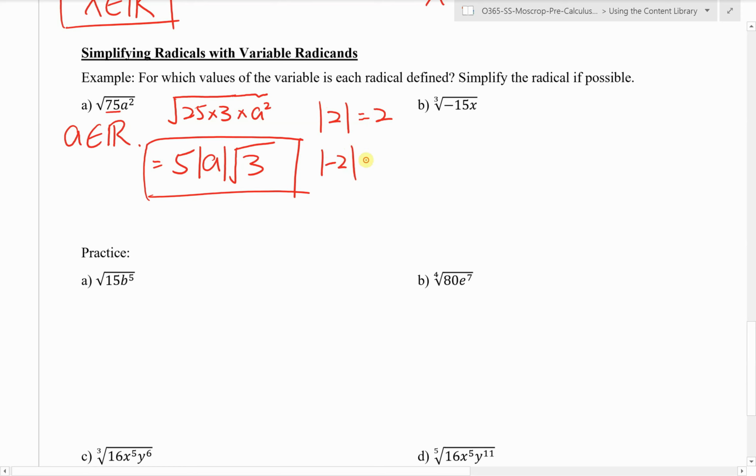Absolute value of negative 2, however, is also 2. Absolute value of negative 10 is 10. So again, these two lines, the absolute value symbols, make it positive. Now, you might think, so why do I need it for a here? Well, here is the reason why.